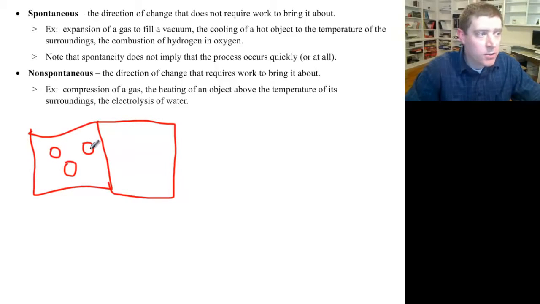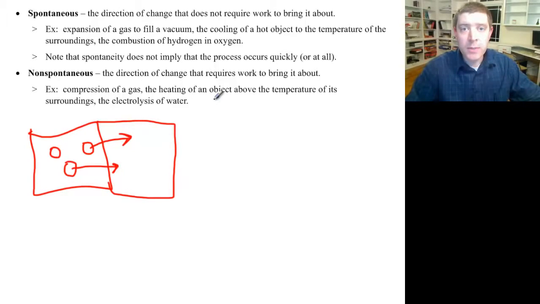Well, we expect some of these molecules to move over into that other container, into the vacuum. And we expect that to happen spontaneously. We don't expect to have to do any work for that to happen. And of course, the reason for this is that as we make the container larger, the gas molecules, because they're constantly moving around, will occupy that extra space. There's nothing keeping them out anymore once we remove that wall. So this is a spontaneous change. It doesn't require any work to bring that about.